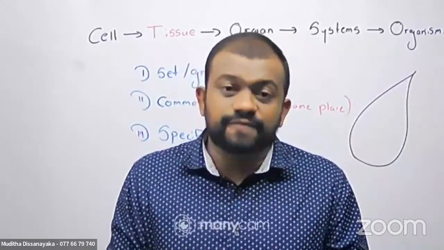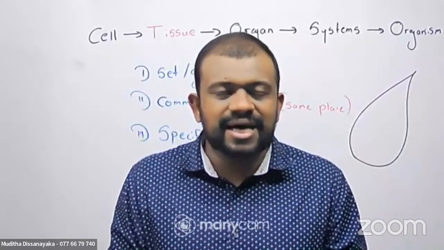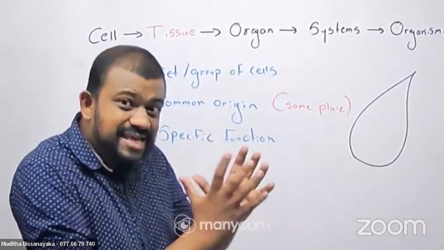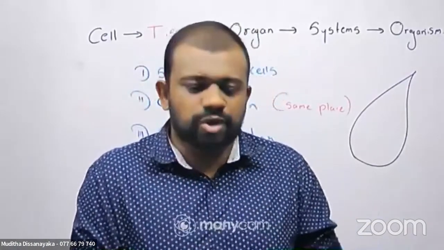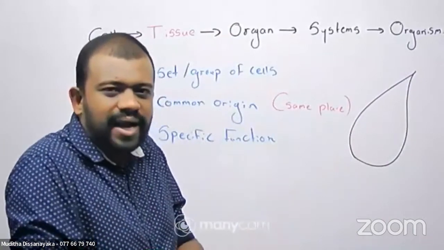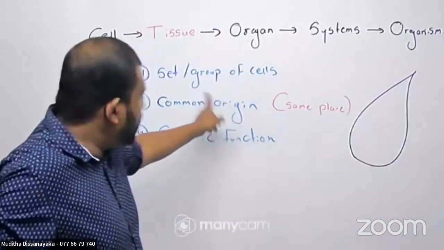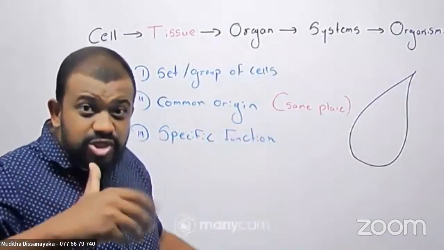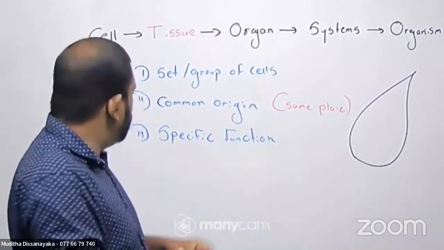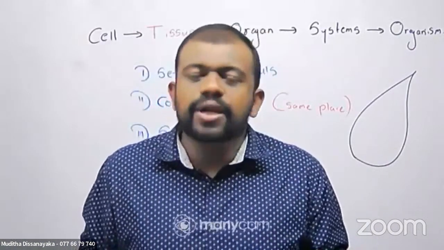Animal tissues are also different forms. It is observable that different cell types are present in living beings and similar cells are arranged together. A group or set of cells with a common origin, that means formed from the same place, that has been modified to perform a specific function in the body is known as a tissue.